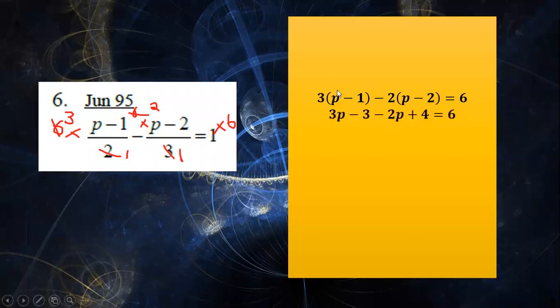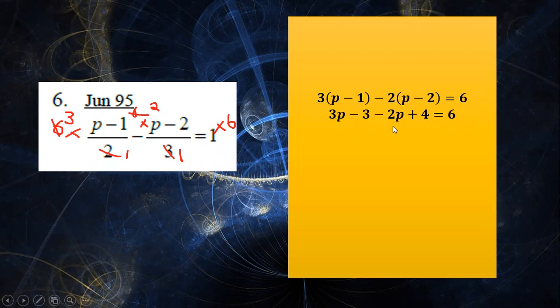3 by p is 3p, and 3 by negative 1 is going to give me negative 3. Negative 2 by p is negative 2p. Negative 2 by negative 2 will give me plus 4. And it's going to all be equal to 6. Any questions there? We remove the brackets. That's what happens in the next line.